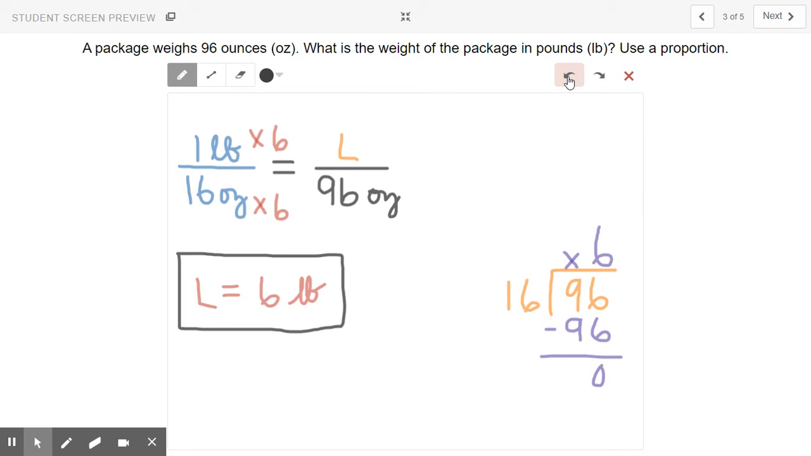So now let's finish the proportion. 16 times 6 is 96. And I know this because on the side I divided 96 by 16 and saw that equals 6. So 16 times 6 is 96. So I write 1 times 6 is L, the missing amount. So the 96 ounce package weighs 6 pounds.